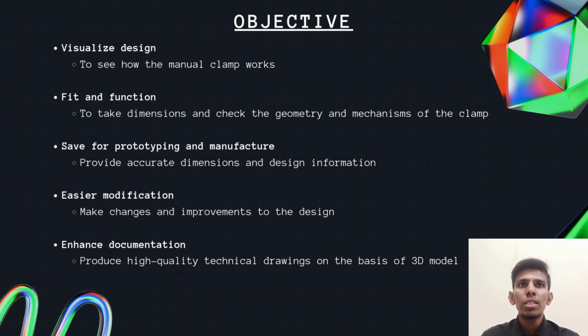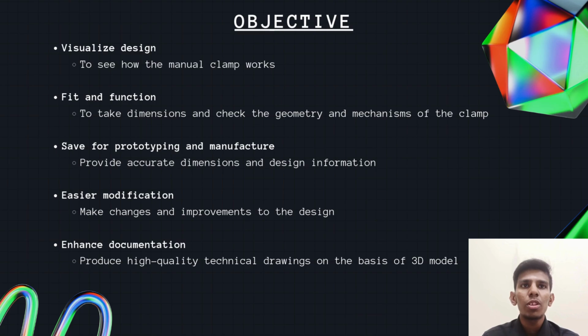I'm going to present about the objective part of our mini project manual clamp. First, visualized design, which is to see how the manual clamp works in practice with respect to its actual physical experience, its components and the assembly. Second, fit and function, which is to take dimensions and check the geometry and mechanisms of the clamp to ensure they meet all the required specifications and perform as intended during practical application.